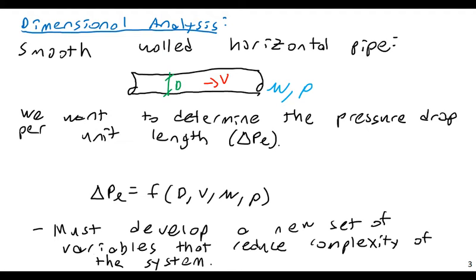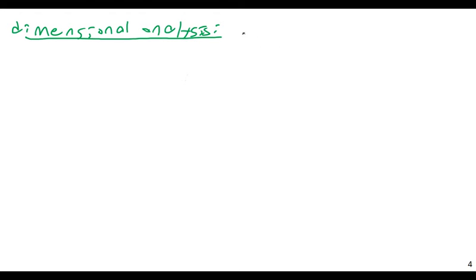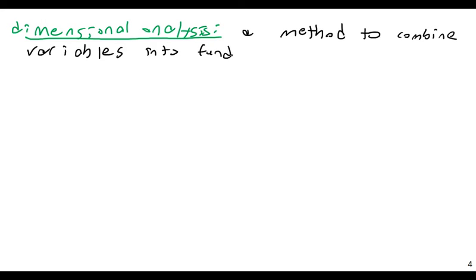So let's define what we mean exactly by dimensional analysis. I would define dimensional analysis as a method to combine variables into fundamental dimensionless terms.